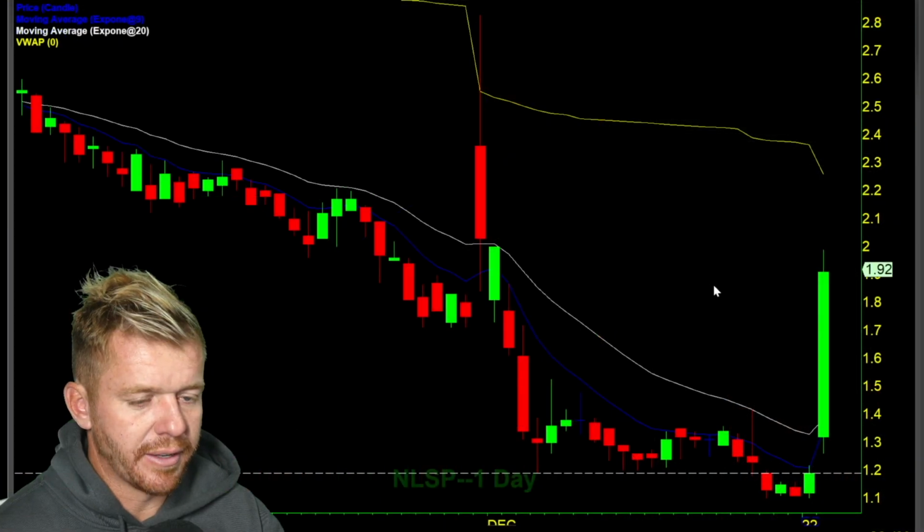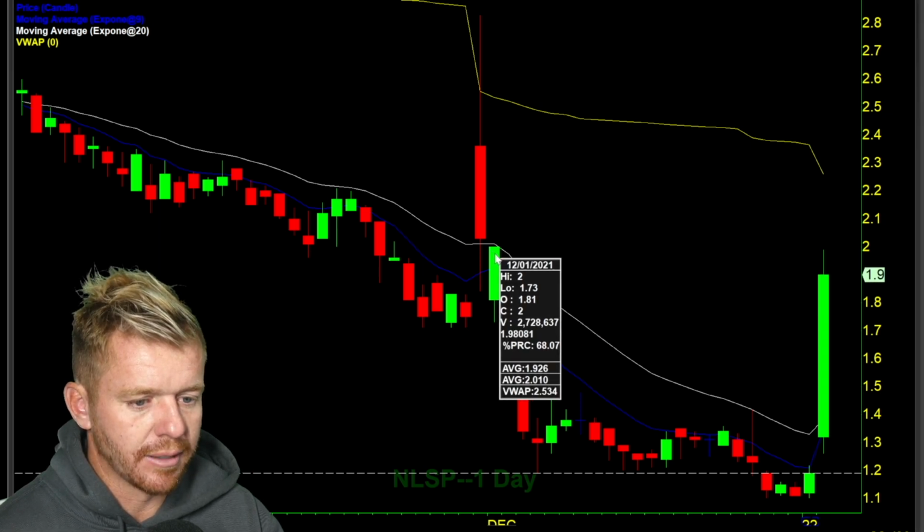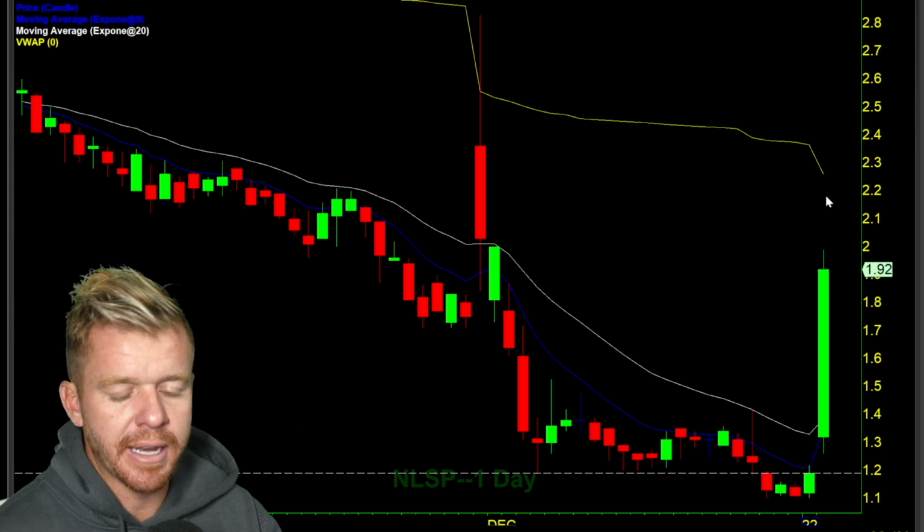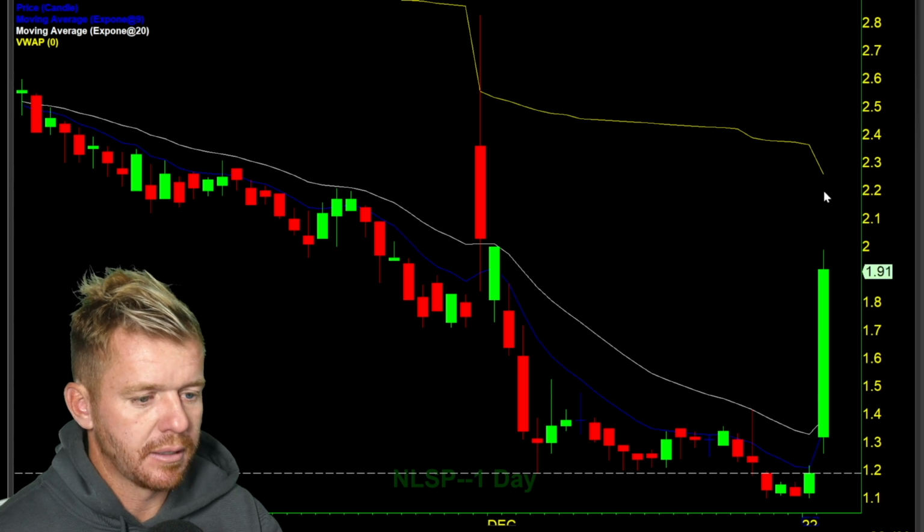You can see here on the daily chart, not much going on at that $2 level in terms of resistance. Got a little bit of resistance here, but not a ton at that level. So we have room to run over $2. Push up here to the 220 area if we can break over $2 right now on Nlsp. Let's get this party started.